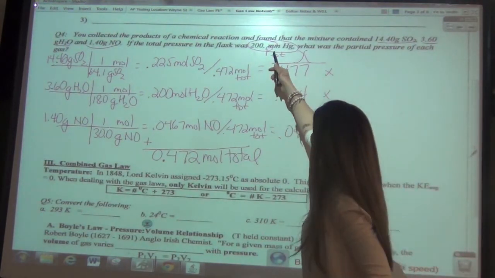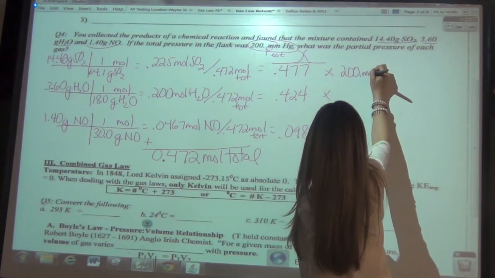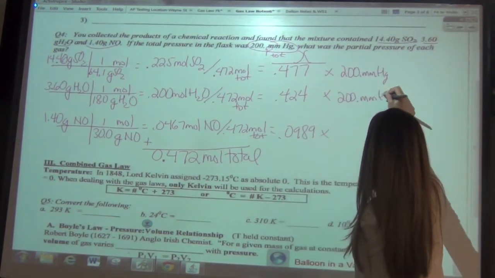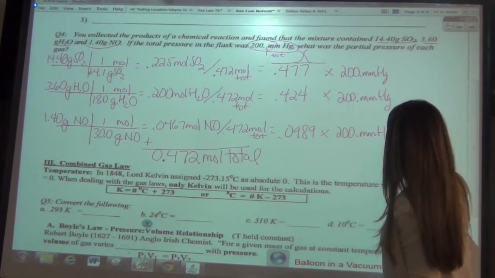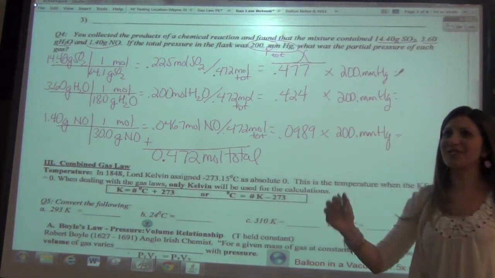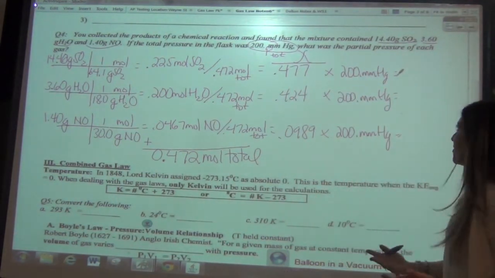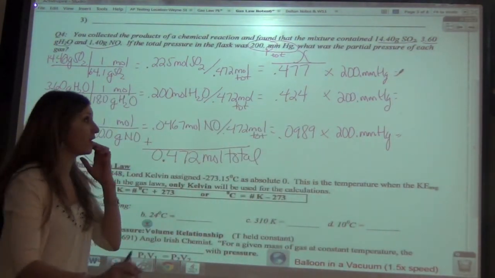So what is our total? Well, we circled it right there. So we're just going to multiply by 200 millimeters of mercury, and multiply this one by 200 millimeters of mercury, and do the same thing for the last one, times 200 millimeters of mercury. Again, it's not difficult, it's just a lot to do. So in this case, we're going to get 95.4.